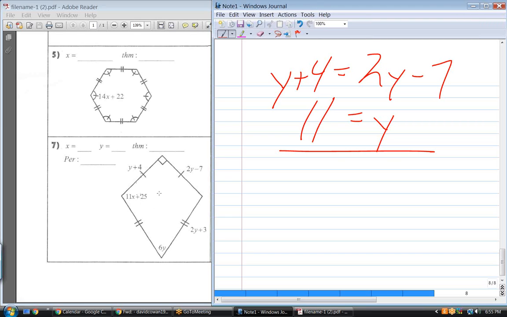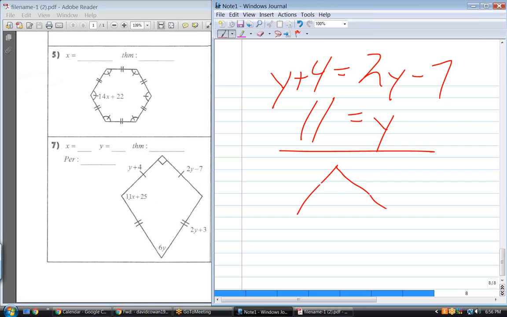There's no other x's in this picture. So we know that the angle across from 11x plus 25 is the same. That angle, not that side. Gosh, I keep saying side, my bad. So this angle here is that same angle, right? Yeah, so we can set them equal to each other.